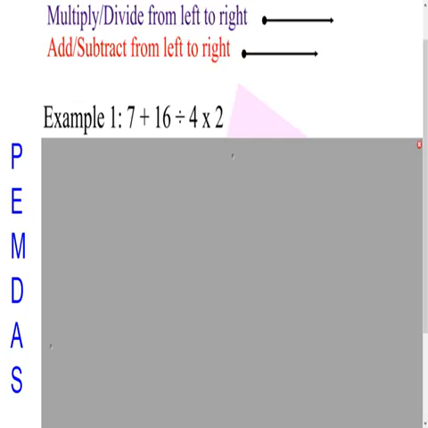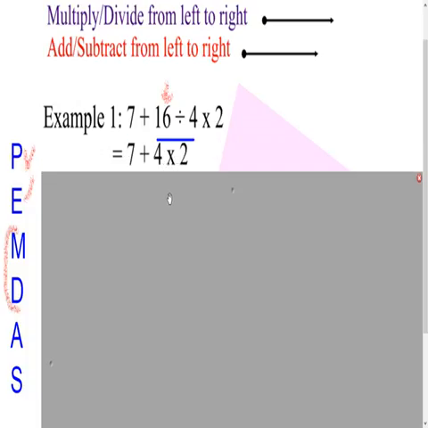So the first one we would do, is there any parentheses? Nothing, no parentheses. Any exponent? No exponents. Multiplication, there is, but there's also division, and because there's multiplication and division, we're going to go from left to right. So the first one we're going to do is this one right here, the 16 divided by 4. So 16 divided by 4 is 4.